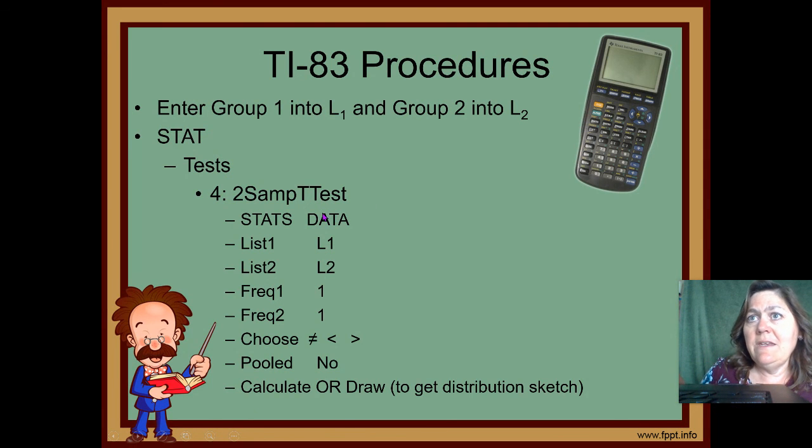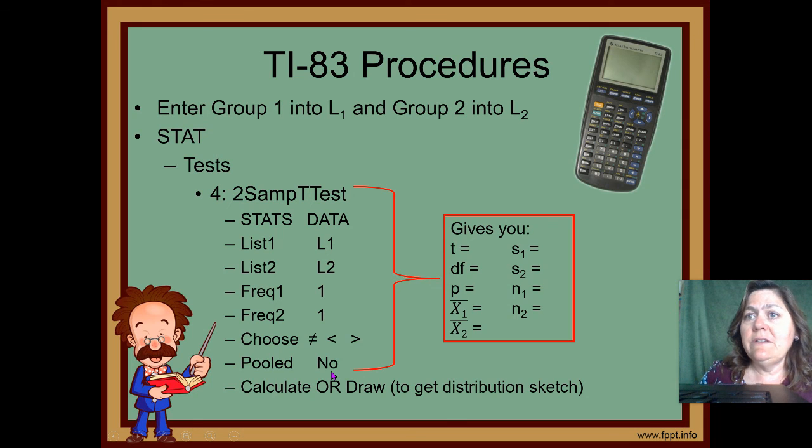t-test, picking data here. I tell it where my list 1 and 2 are, where my data is, 1 and 2. Leave these frequencies alone. You have to choose whether it is two-tailed or one-tailed, in which direction, left or right. We're going to talk about pooled in a second. Leave your pooled as no, and then hit calculate.